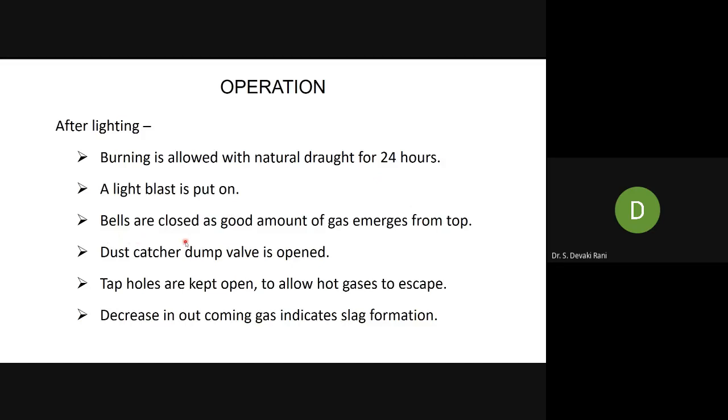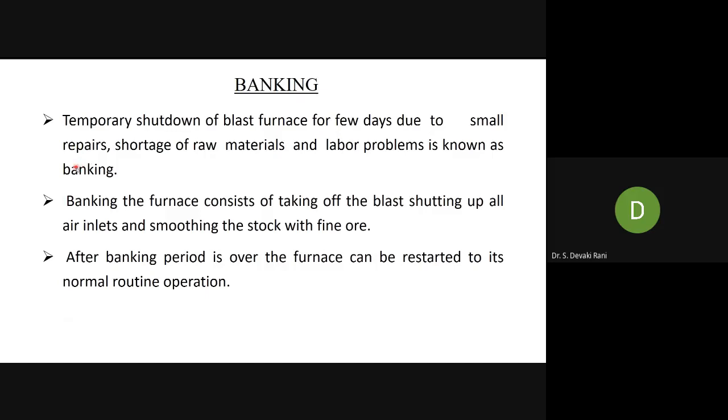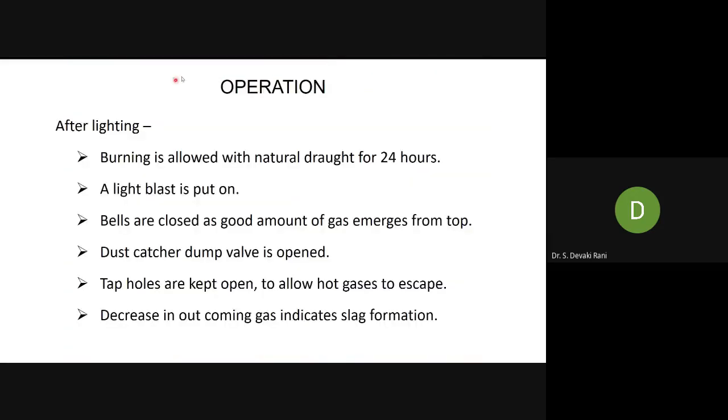So bells are closed, whereas a good amount of gases emerge from the top. The dust catcher dump valve is open, so the gases will go into the gas cleaning system. Tap valves are still open to allow the hot gases to come out. When there is a decrease in the amount of gases, it indicates slag formation. Then the tap holes are closed. Then the normal furnace operation is continued.